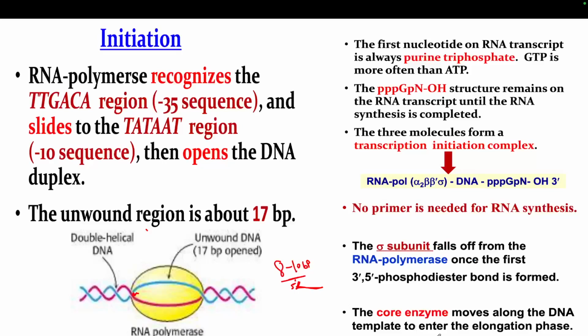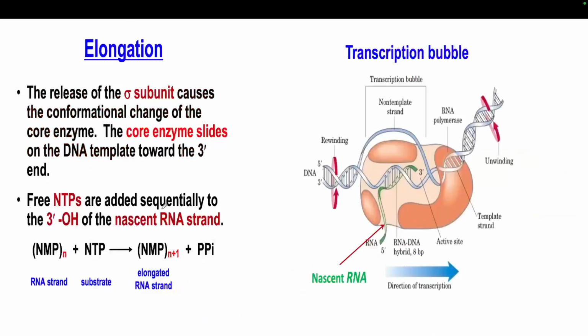And the core enzyme moves along the DNA template to enter the elongation phase. Once the sigma subunit is removed, the RNA polymerase becomes stable on the DNA template, and it moves for the elongation phase. In the elongation phase, the release of the sigma subunit causes a conformational change of the core enzyme, because now only the core enzyme remains in the RNA polymerase. Since the sigma factor is already removed, this core enzyme will slide on the DNA template from 5' to 3' end.